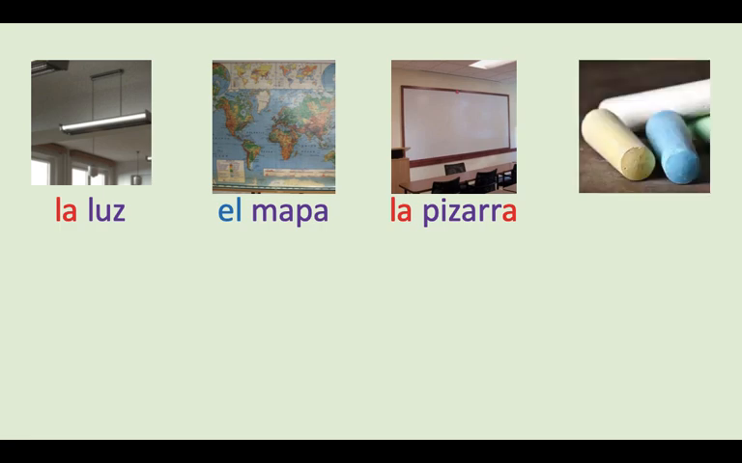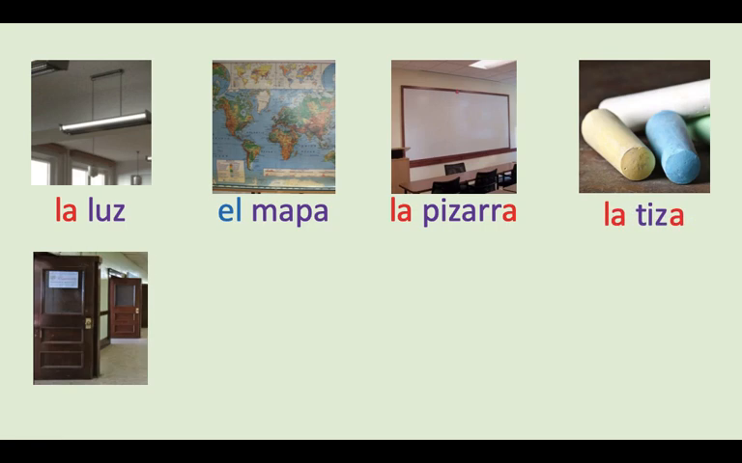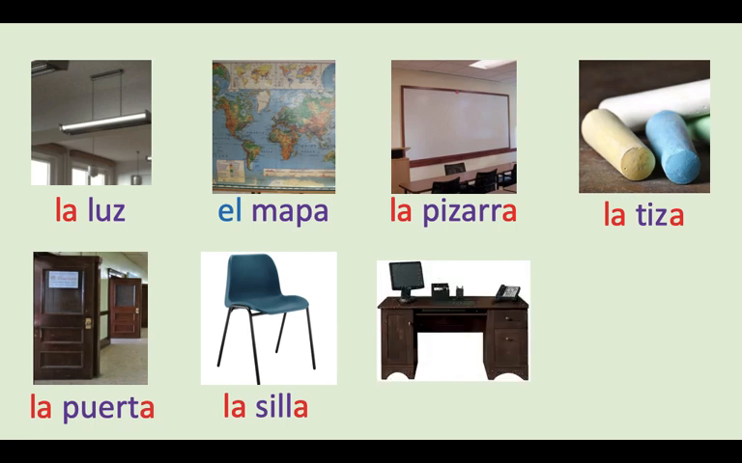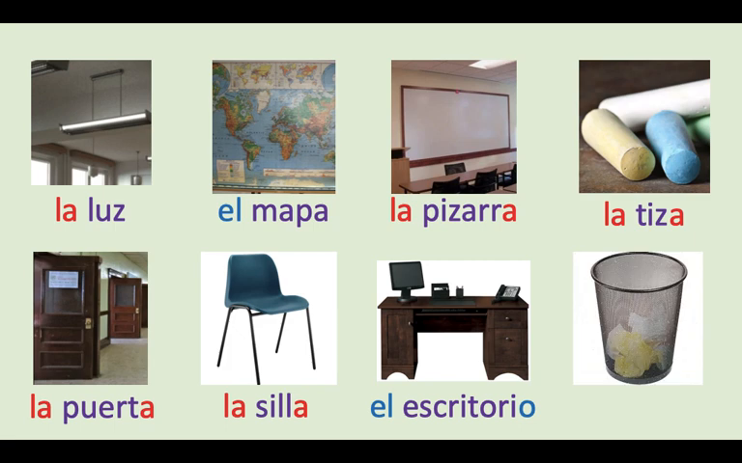¿Cómo se dice chalk? Repita, la tiza. ¿Cómo se dice door? Repita, la puerta. Seat. Repita, la silla. You could also say chair. The translation. ¿Cómo se dice desk? Repita, el escritorio. And ¿cómo se dice wastebasket? Garbage can. Repita, la basura. Let's say them one more time.